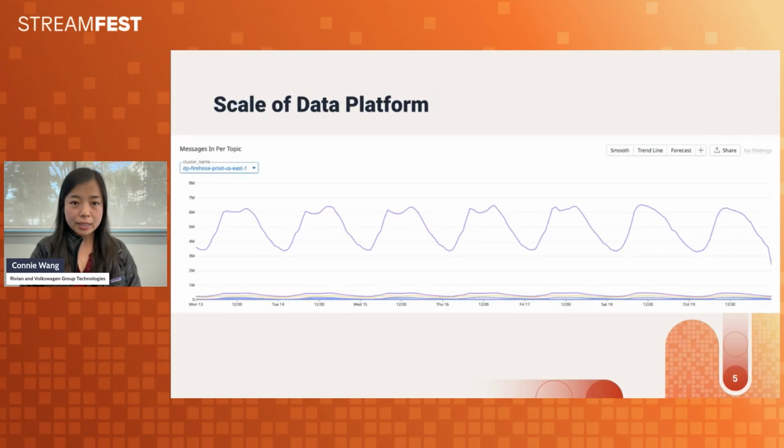So for the scale of data platform, this is a graph of the number of messages received in different Kafka topics across data platform for Rivian. There's a strong daily pattern where traffic rises during the North American daytime when cars are out and about, being driven, generating data, and then a minimum overnight when cars are mostly parked in garages and sleeping. The largest topic receives 6.5 million messages per second at the peak.